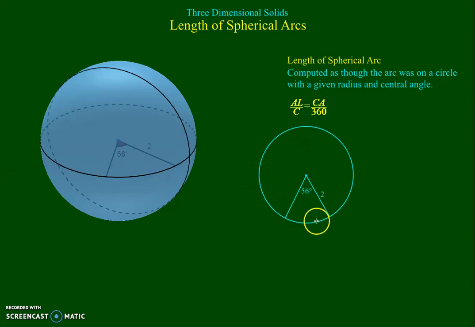So you can calculate this arc length just as you would in standard Euclidean geometry to find the measure of an arc length. And that formula is right here. Arc length is to circumference as central angle is to 360, assuming you're in degree measure mode. So here we have a central angle of 56 degrees and a radius of 2 units. So the radius of our circle, our sphere, is 2. That means the radius of our great circle is also 2.